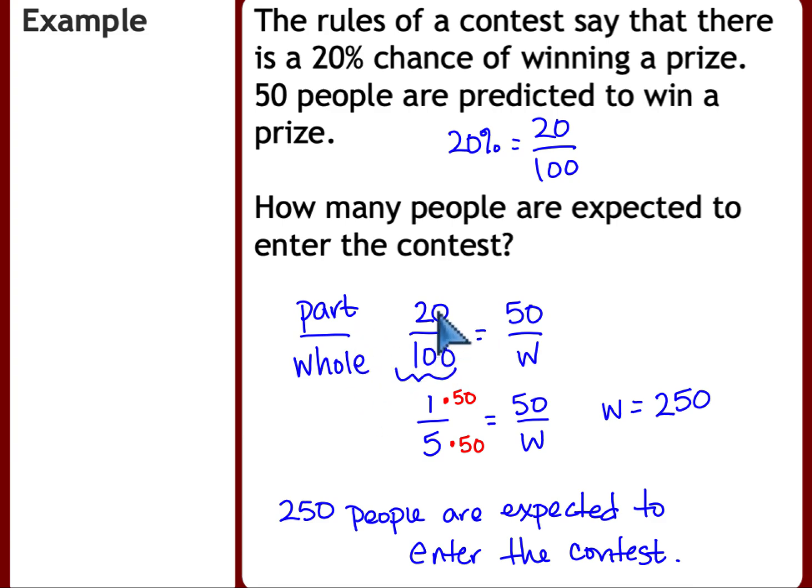So thinking part to whole, I have the 20%, 20 over 100, equals 50 are predicted to win over the total expected to enter the contest as our whole. Now what I did is I made my life a little easier. I simplified 20/100ths to 1/5, then scaled up by 50. The whole amount is 250, so 250 people are expected to enter the contest. All right, so we've done all sorts of proportion type problems. Just follow what we did before.